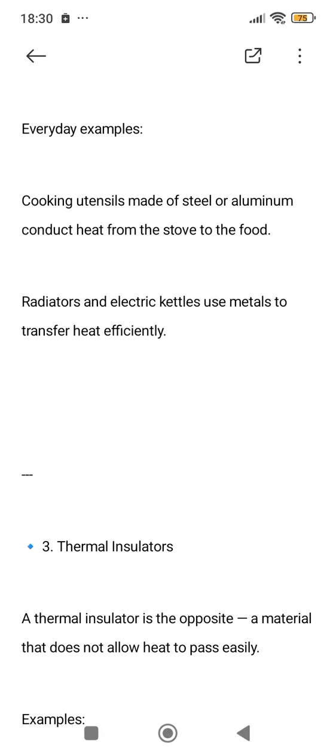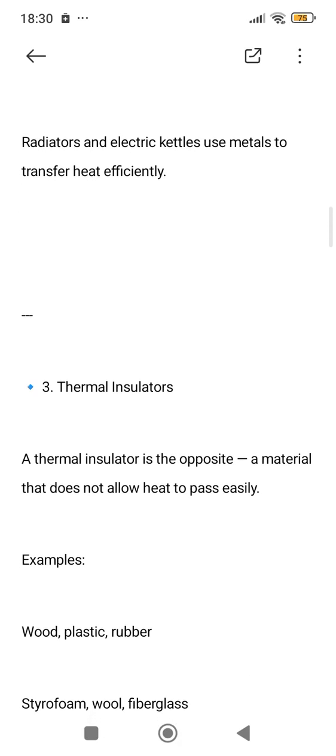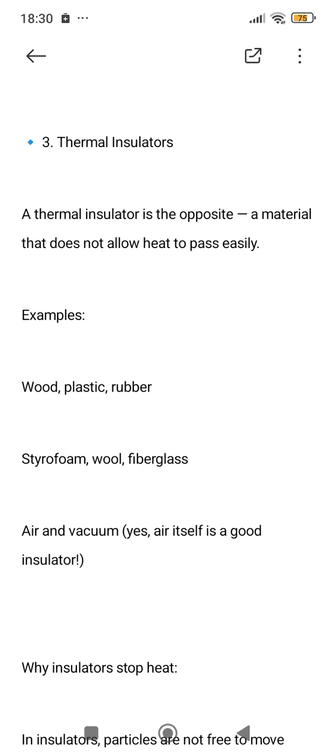Everyday examples. Cooking utensils made of steel or aluminum conduct heat from the stove to the food. Radiators and electric kettles use metals to transfer heat efficiently. Number 3. Thermal insulators. A thermal insulator is the opposite, a material that does not allow heat to pass easily.